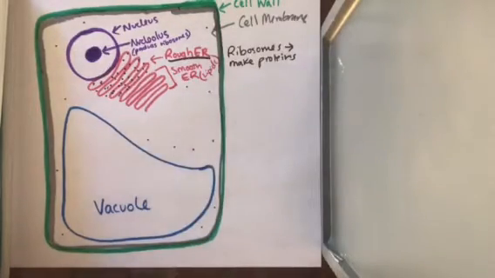The smooth ER, on the other hand, is going to transport those lipids. Okay?